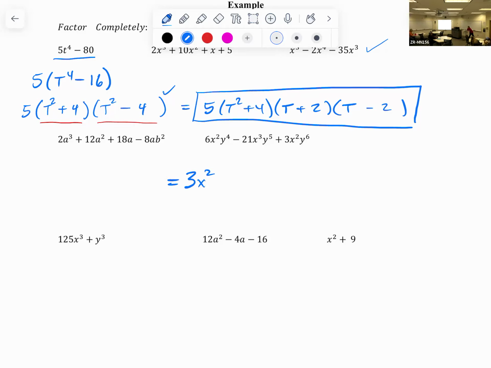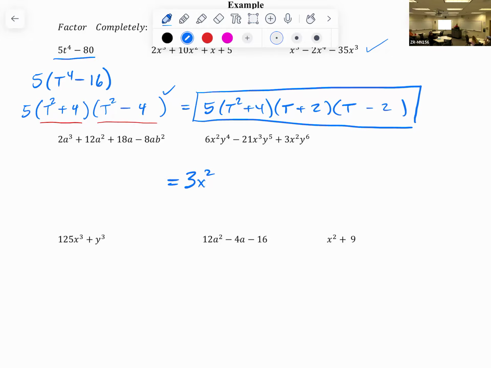Why can I not pull an x cubed out? Because there's an x squared. That is the highest power that I can pull out. It's actually in there twice. I can't pull an x cubed out of an x squared. 3 is the highest number. So you always just look at what the lowest number is.